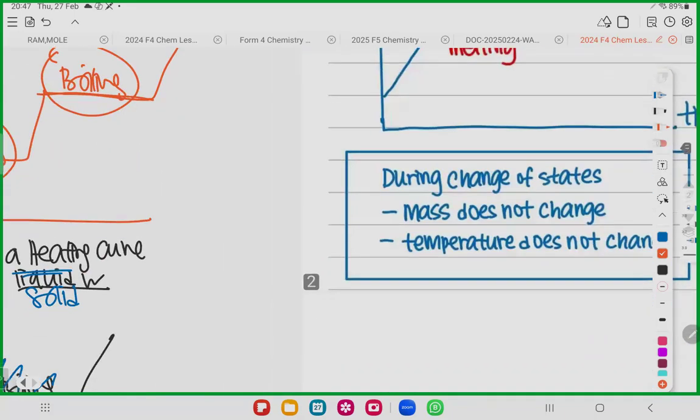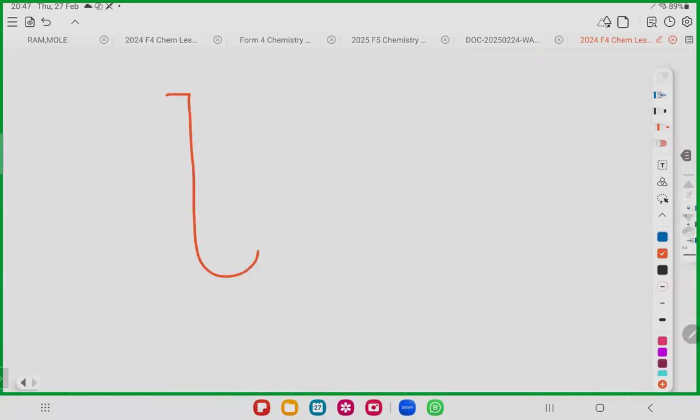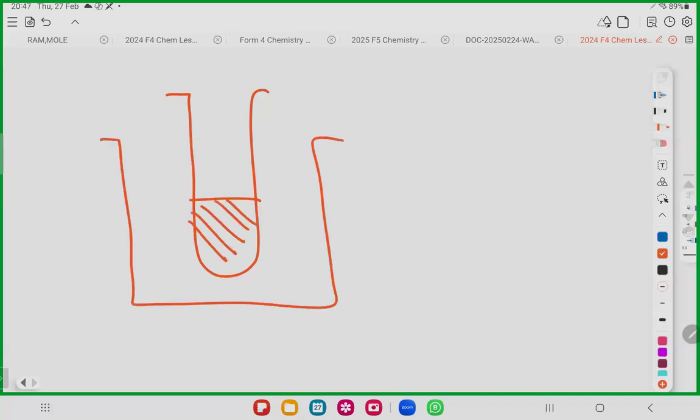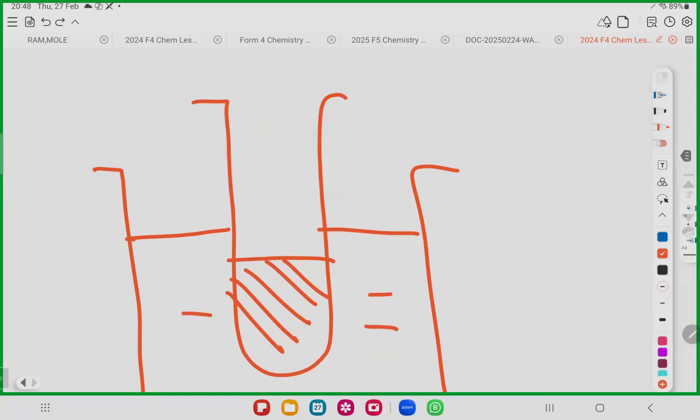So now we want to learn how to sketch a heating curve. I want you all to imagine this. Let's say initially you have a substance, you want to heat it. Okay, one more thing I should highlight. When we do a heating curve and you use a water bath, oil bath or sand bath, you must make sure the water, the oil, the sand must fully cover the substance you want to heat.